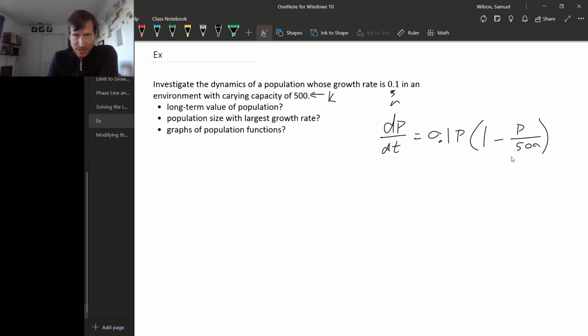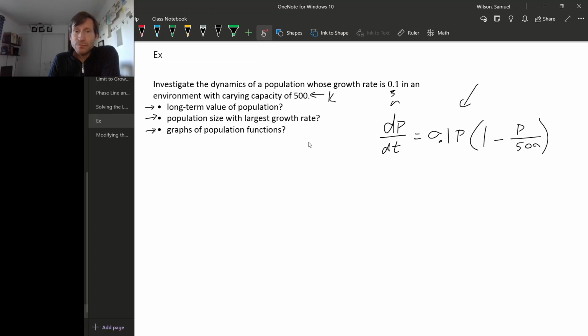So the sorts of questions that I want to ask are things like figuring out what is the long-term value of the population, and what population size has the largest growth rate? So we know that some population sizes don't grow at all, some shrink, but some population sizes will cause the population to grow, so that makes you wonder which one has the largest growth rate. And also let's look at some graphs of possible solutions, or possible population functions, given this logistic equation. Now, for some of these questions, we don't actually need to solve this system.